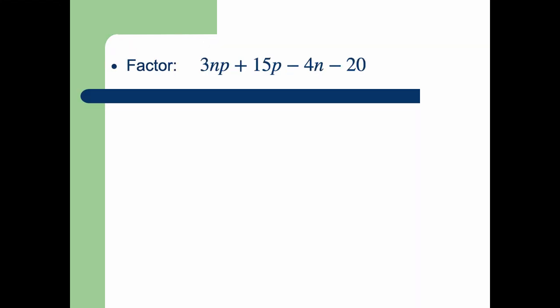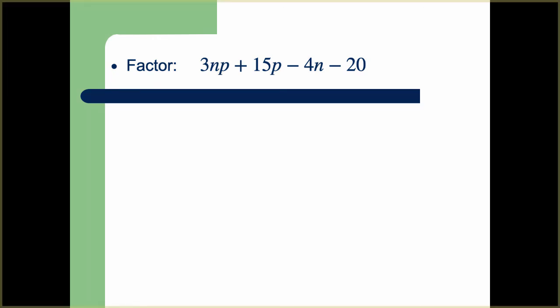All right, I want you guys to try this one. See if you can factor it. So pause your video and then see if you get the same thing I do. Just remember, when you factor by grouping, that negative sign must go with the 4 when you do your groups. All right, we have 3np plus 15p. That's our first group. Second group is negative 4n minus 20. Make sure you put your little plus sign there between the two groups.